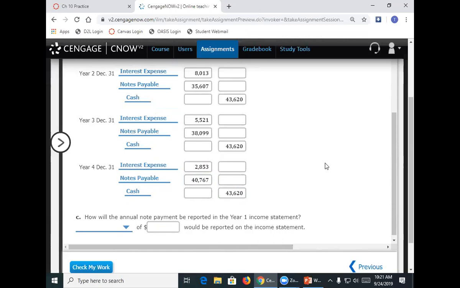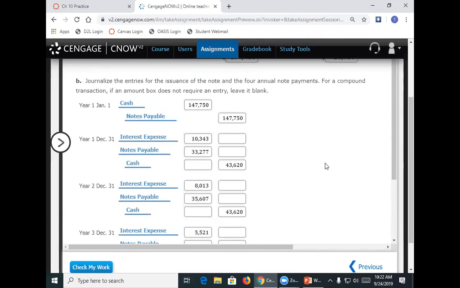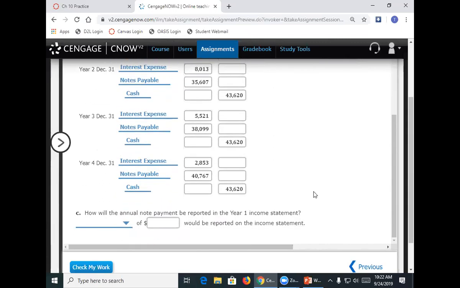And then part C is the last little question. It said, how will the annual note payment be reported in the year one income statement? Well, what account goes on an income statement that we've dealt with in year one? Interest expense. Very good. Out of the year one journal entries, the only one that goes on the income statement, revenues minus expenses, is the interest expense. So the only thing affecting our income statement in year one would be interest expense of $10,343. That's all it's asking. So you're going to put interest expense, $10,343.